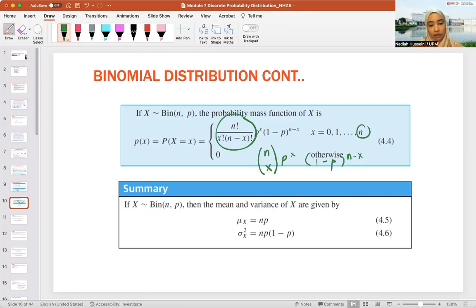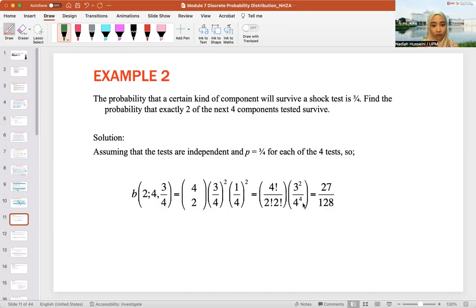Okay, so if X is binomial distribution with n trials and p probability, then the mean and variance of X is given by mu of X or E of X equals n times p. And the variance is n p times (1 minus p).